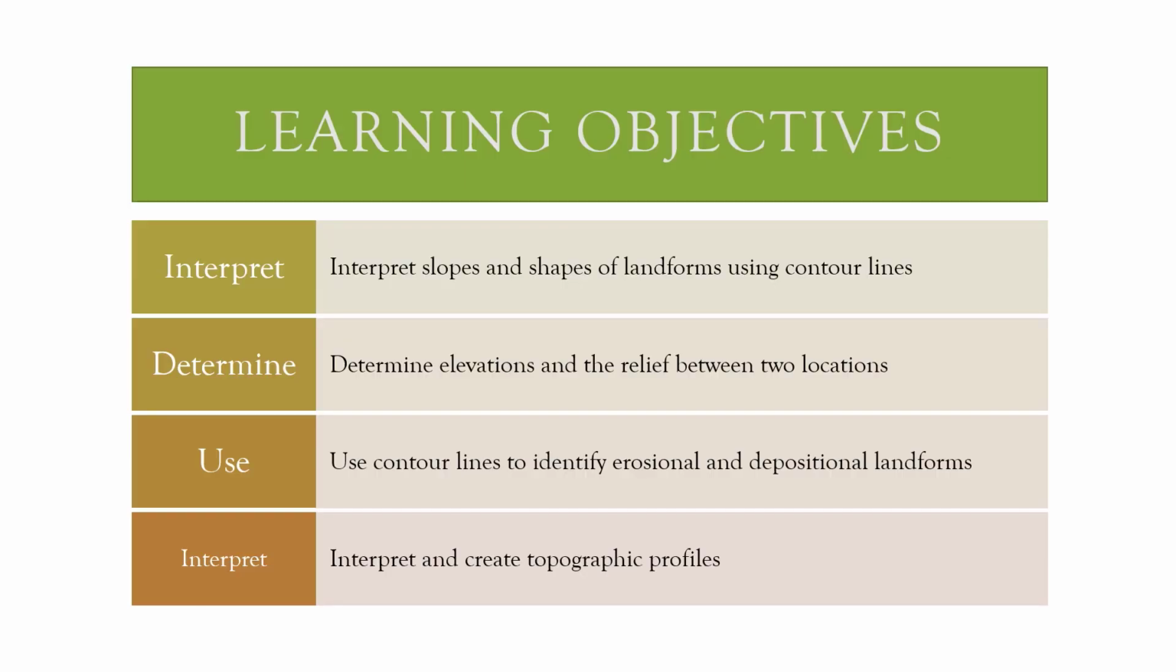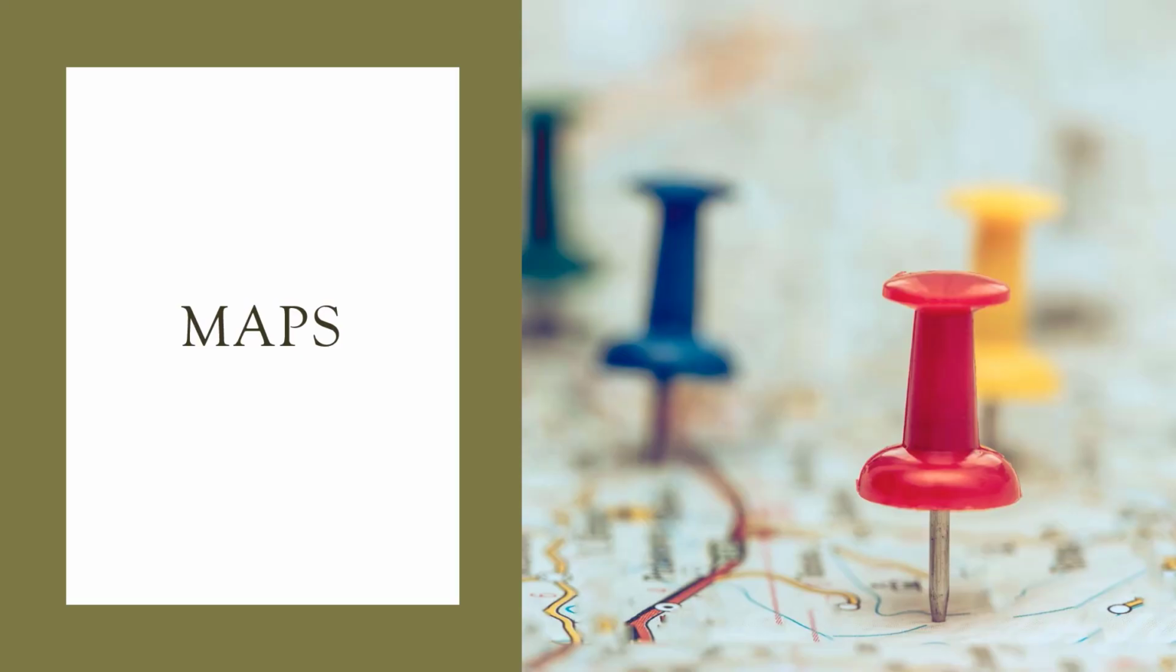Learning objectives include use contour lines to interpret slopes and the shapes of landforms, use contour lines to determine elevations and relief, use contour lines to identify erosional and depositional landforms, and interpret and create topographic profiles. Let's start with some map themes that you might be familiar with.